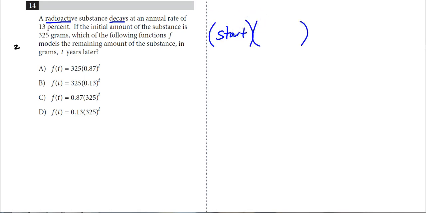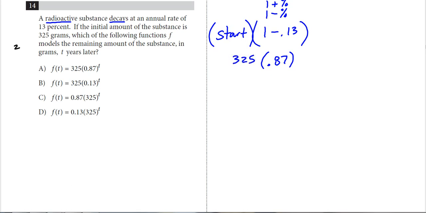And then, depending on if you're growing or coming down, if you're growing, you go 1 plus the percentage as a decimal. And if you're losing value, you're going to go 1 minus the percent as a decimal. So if I'm losing 13% per year, that means I'm going to go 1 minus 0.13. Or really, I now have 87% of what I had before. So our starting amount for this one is 325.